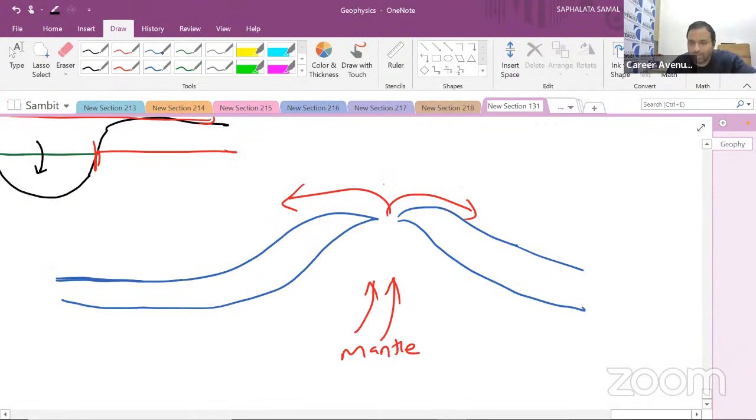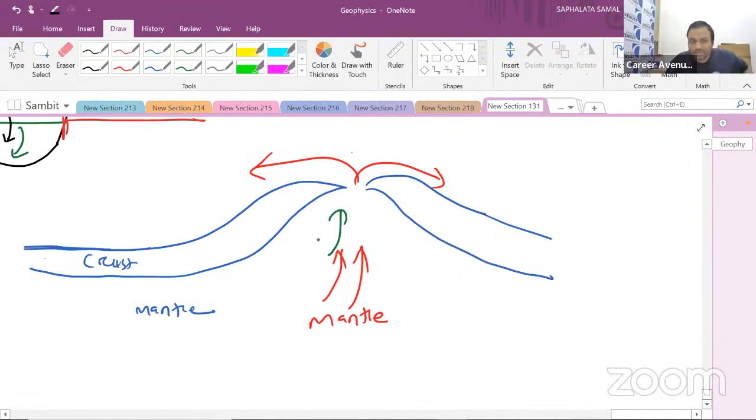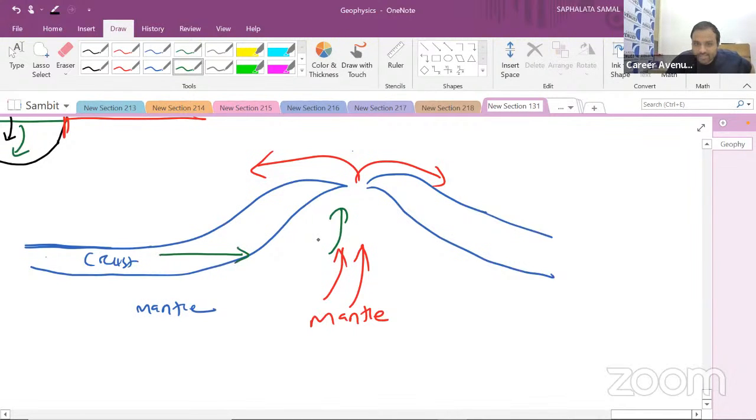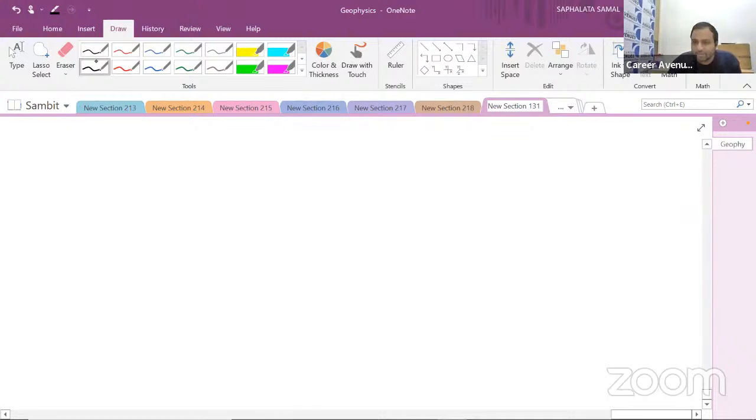If we plot my gravity profile, here this is the crust, this is the mantle. The mantle is coming upwards. There the crust was going downwards. That's why negative gravity anomaly. Here the mantle is coming upwards. So in the zone of low dense material, that is crust, we have high dense mantle present over here. That's why it will show this positive gravity anomaly.